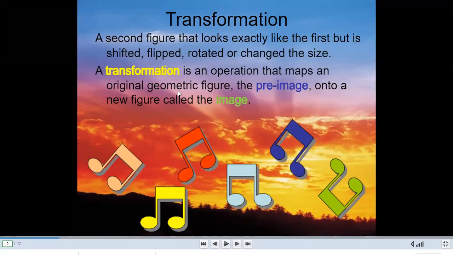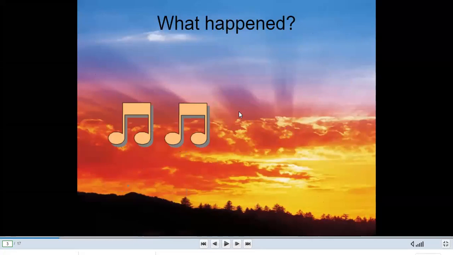We can call it by what? Transformations, right? So a transformation is an operation that maps an original geometric figure, the pre-image, onto a new figure called the image. What happened here in this one? Which transformation is in front of you? Translation.